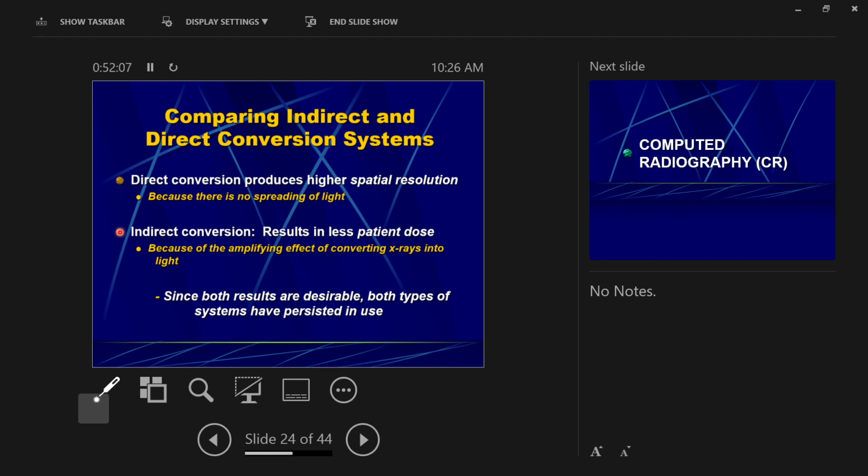Both things are still desirable, so it's up to individual facilities on what they buy. Do you want to buy the system that gives you better spatial resolution but sacrifices patient dose? Or do you want the system that takes into account we can lower patient dose by losing a little bit of spatial resolution? And so different systems are used for different reasons. This is why indirect is still around. It's because its patient dose is actually a little lower.